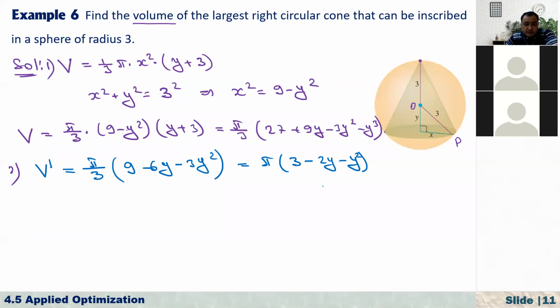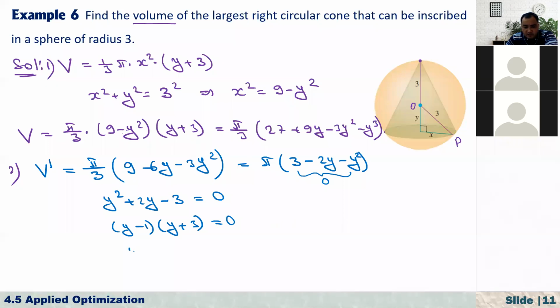So now, when is it equal to 0? Let's find its critical points. To find the critical points, this expression must be equal to 0, which is equivalent to solving y squared plus 2y minus 3 equal to 0. If you factorize this, it is y minus 1 and y plus 3, equal to 0. From here, y is equal to 1 or y is equal to negative 3.